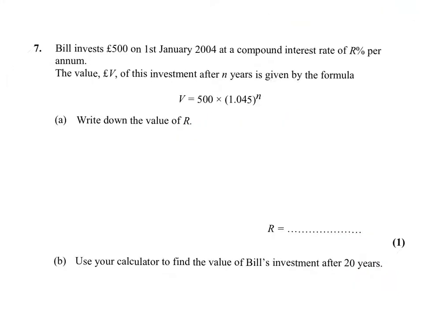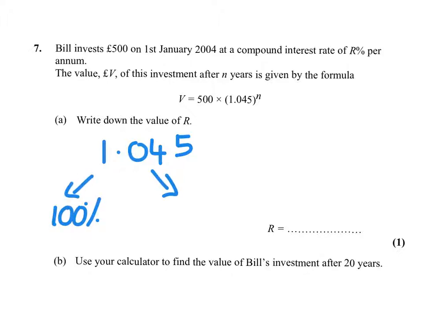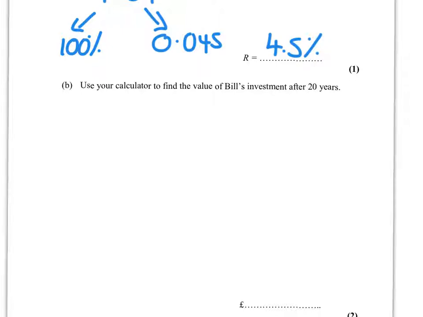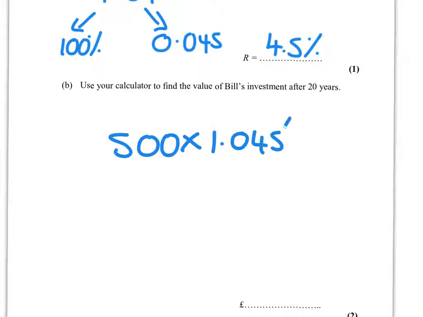In this question, we're multiplying by 1.045. The 1 represents the 100% that you started with, and the 0.045 represents the percentage you're adding in, and as a percentage that is 4.5. 20 years therefore will then be 500 times 1.045 to the power 20, which gives an answer of £1,205.86.